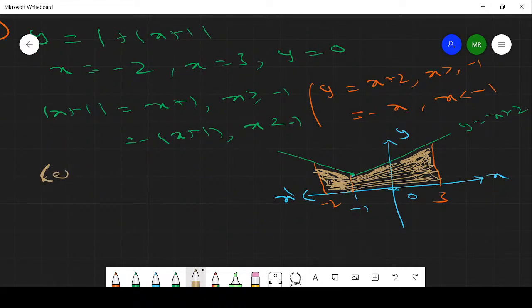Required area equals the integral between -2 and -1, and between -1 and -1. The upper curve is this line, we know this is y equal to -x. The lower curve is y equal to 0. It will come -x dx.